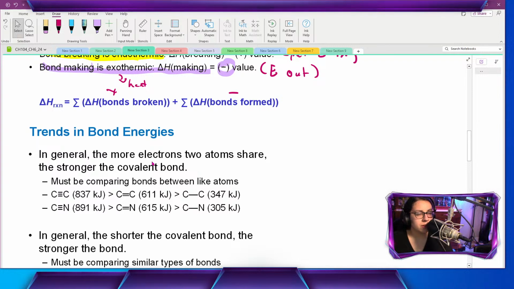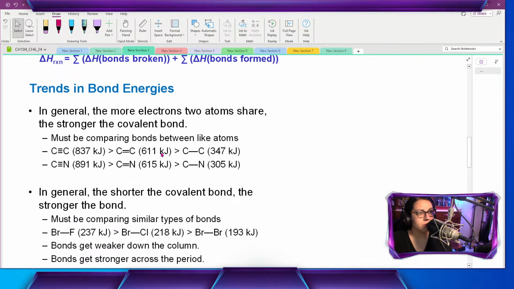So like we've seen, we have single, double, and triple bonds. And with the increase in electron sharing, obviously that's going to increase the energy. We see that in our carbon. It goes from 347 kilojoules for a carbon-carbon bond up to 837 for a carbon triple bond. Same thing with nitrogen. Again, that triple bond is a lot stronger.